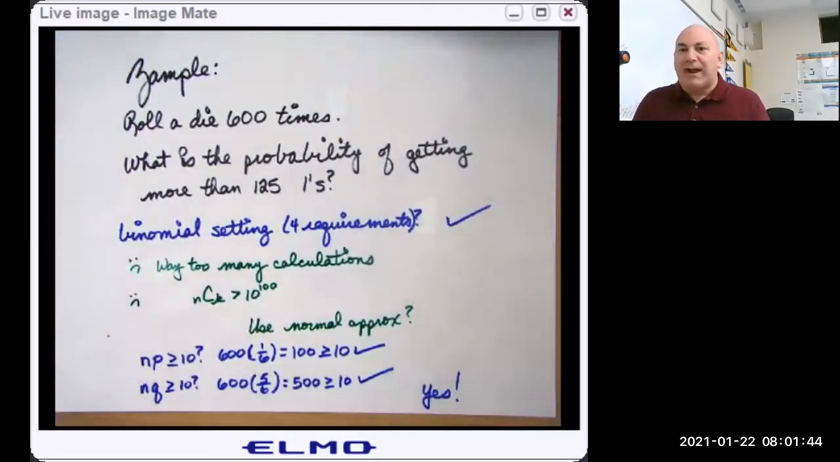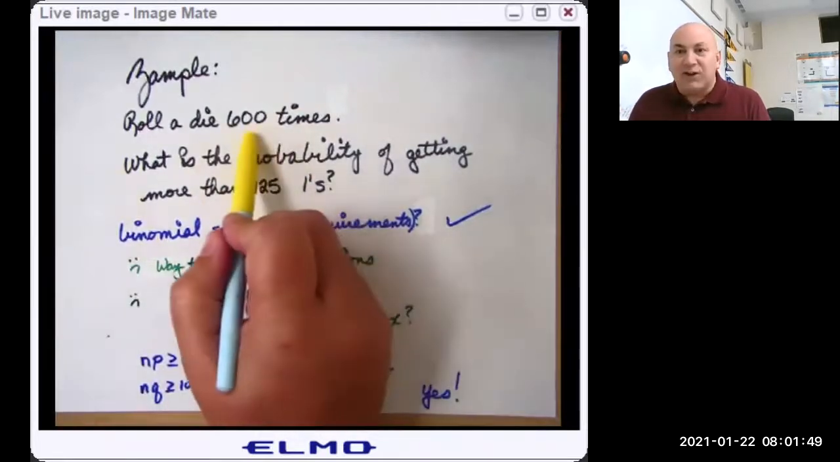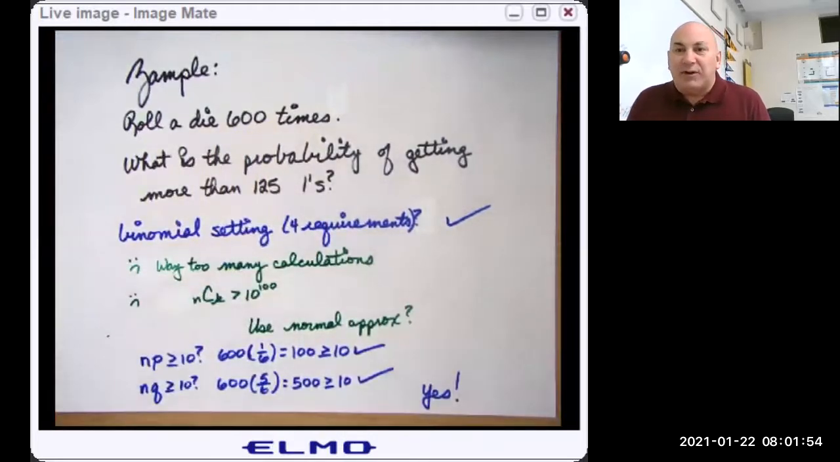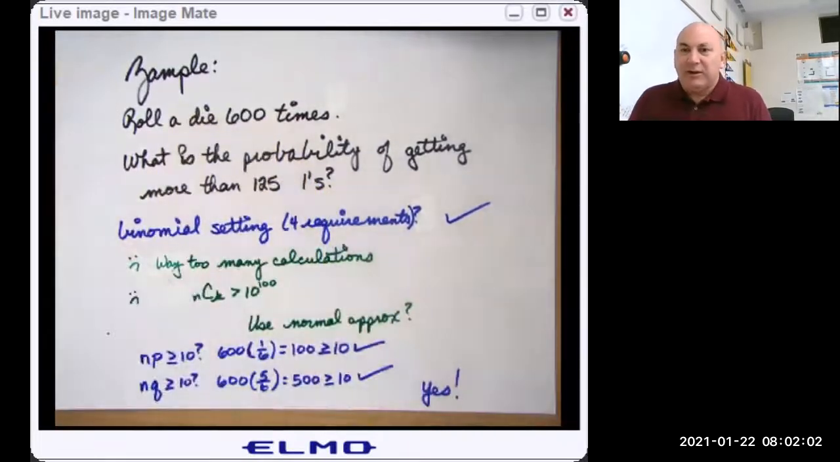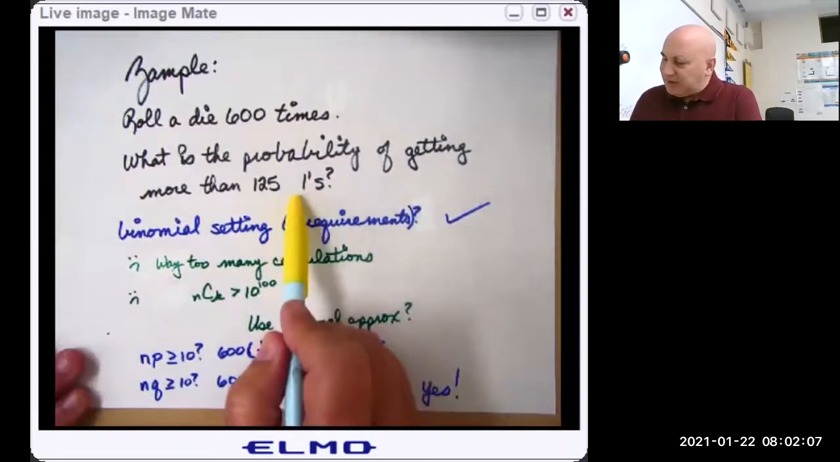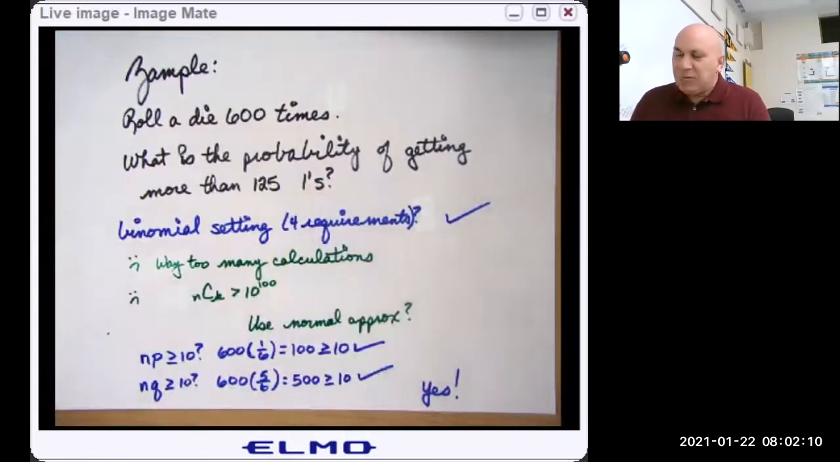Well, if you graph your distribution from your binomial probability, you're going to have 601 rectangles in your distribution. From k equals 0, your number of successes out of 600 times, you get no ones, all the way up to 600 ones. So what's the probability of getting more than 125? Well, you'd have to do the probability of 126, plus the probability of 127, plus the probability of 128, et cetera, all the way up to 600.